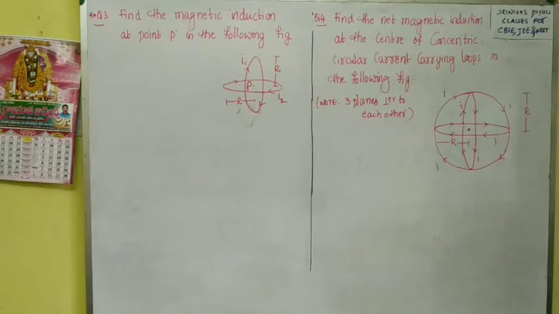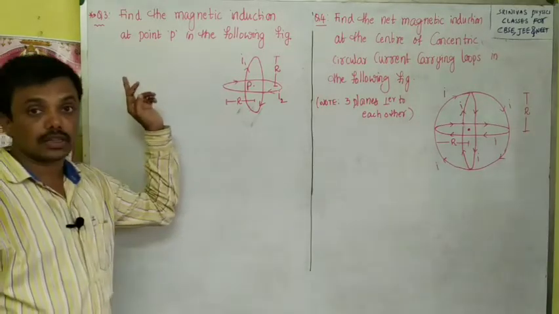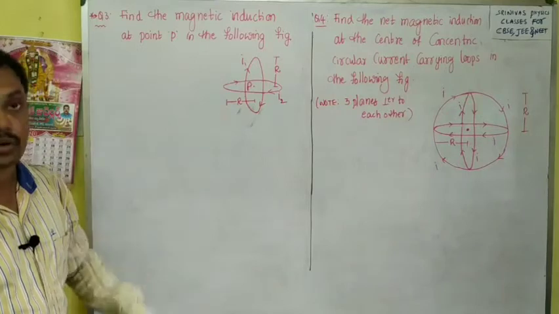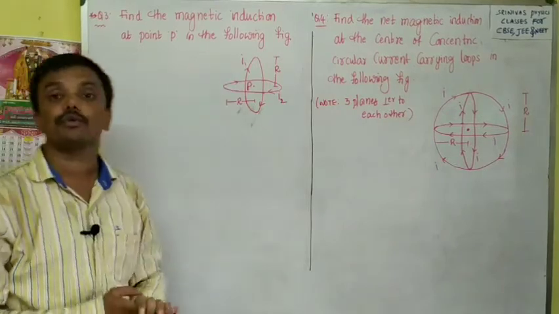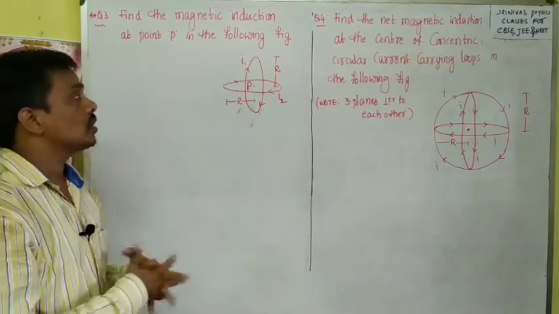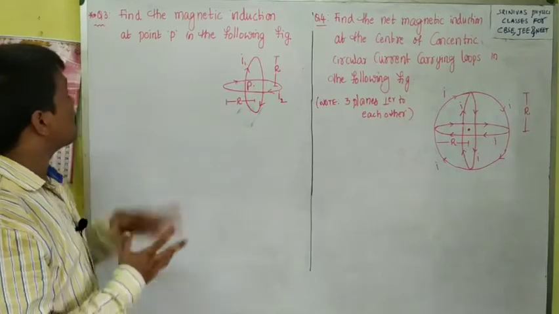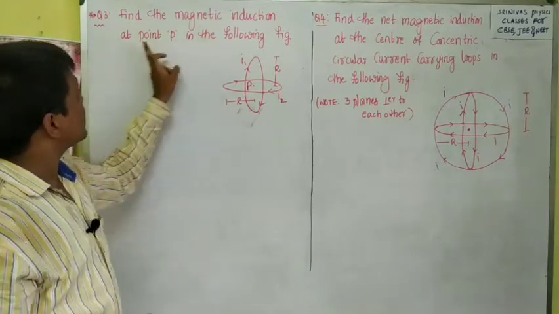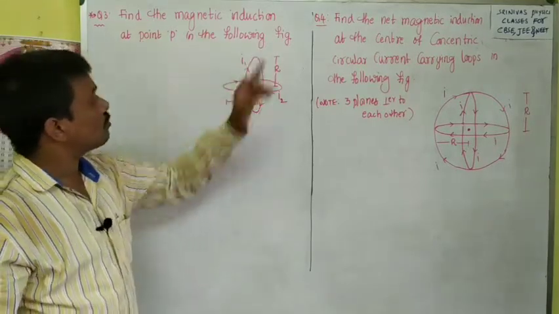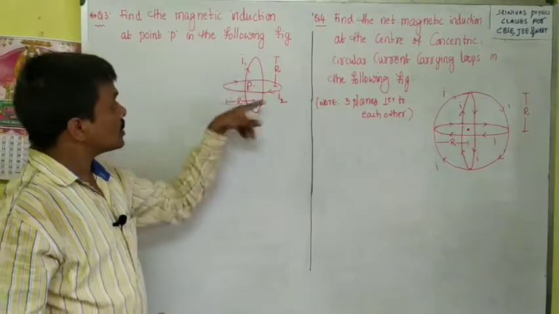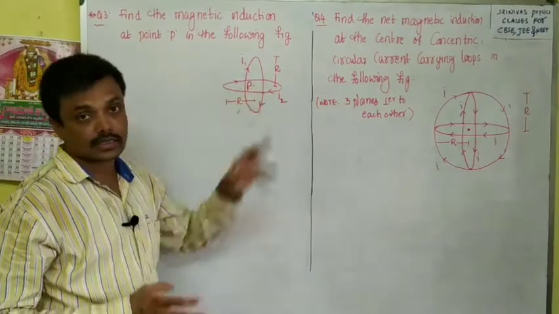Okay, let us continue these problems, right? These two problems are important, and this is a previous CBSE problem, question number 3. Previously we solved 2 problems. Now I am going to solve the next 3-4 problems, the third and fourth. The third problem is to find the magnetic induction at a point P in the following figure.